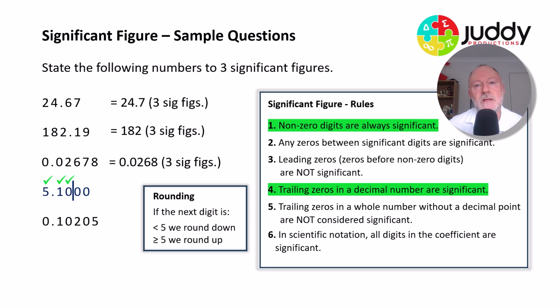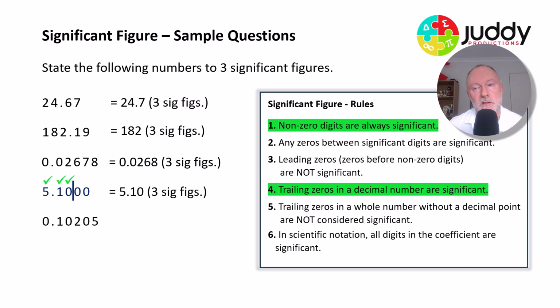We now need to consider whether or not we round up or round down. The next digit after the third significant figure is a 0. And that's less than 5, so we round down. So the number 5.10 remains as 5.10 to 3 significant figures. And finally, we have the number 0.10205.